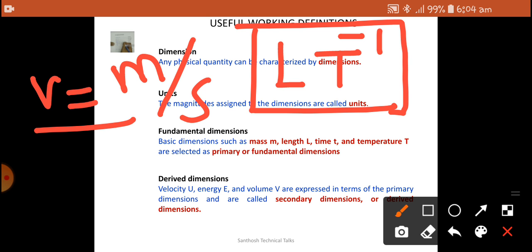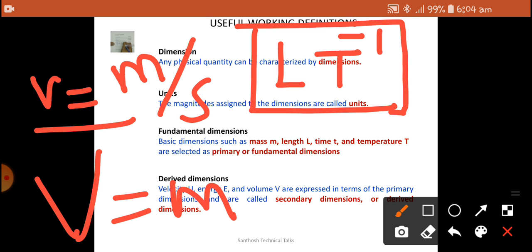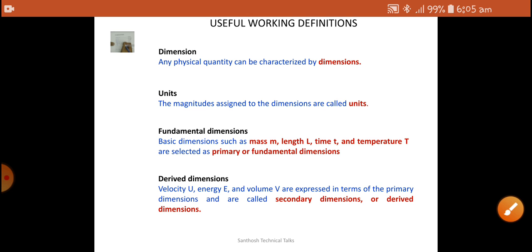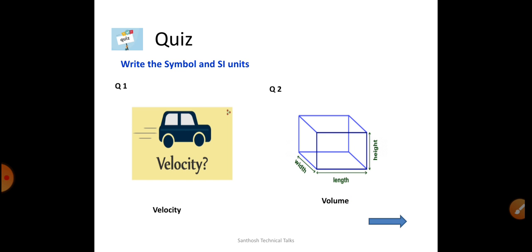If we take the volume, it is in terms of meter cube, that is L power 3. So 3 times we are multiplying the length. That is why it is called a derived dimension. Okay, I hope you have understood what is meant by a primary or fundamental dimension, and what is meant by a secondary or derived dimension. So next, we are going to write some of the symbols and the SI units of the pictures shown here. We have six more pictures.